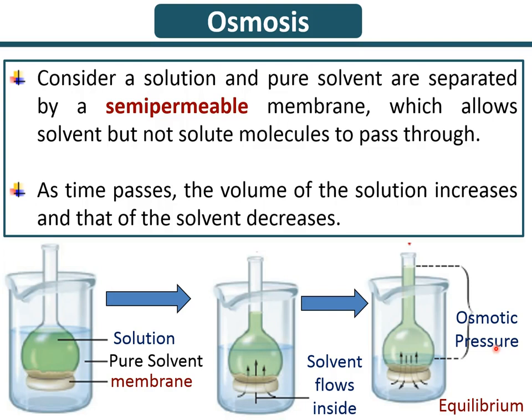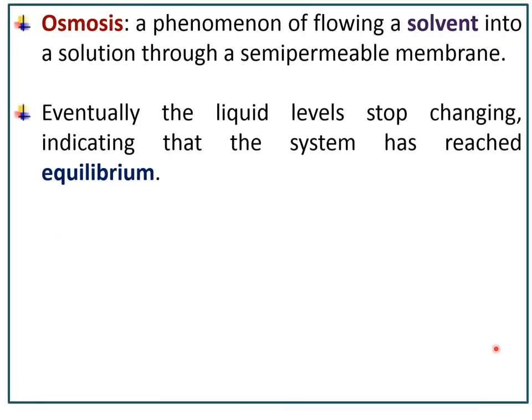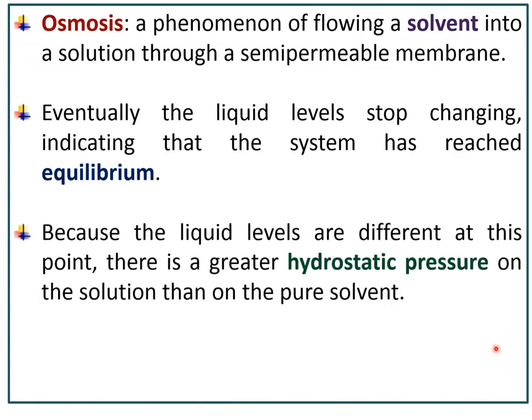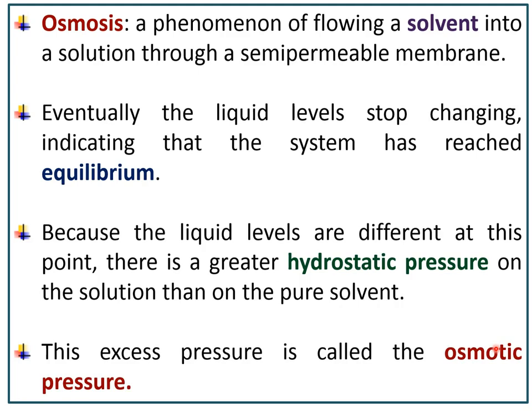Okay, so osmosis is the phenomenon of a solvent flowing into a solution through a semi-permeable membrane. Eventually, the liquid levels stop changing, indicating that the system has reached equilibrium, because of the difference in the hydrostatic pressure in the solvent and in the solution case. We will observe after a certain time that the pressure is enough to stop osmosis. And this pressure that is required to stop the osmosis is called the osmotic pressure. And we will give it this symbol, pi, the osmotic pressure.